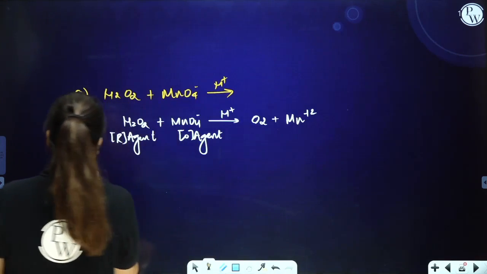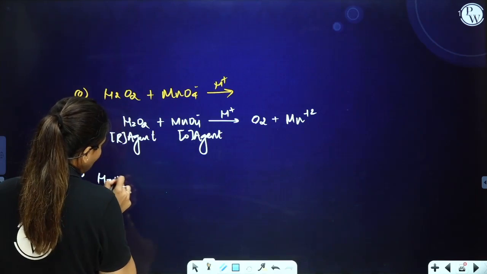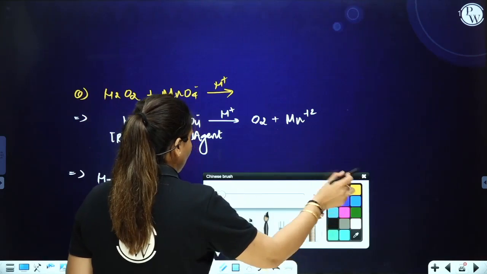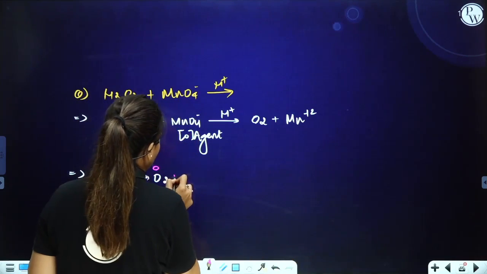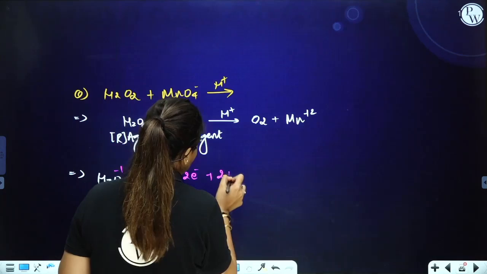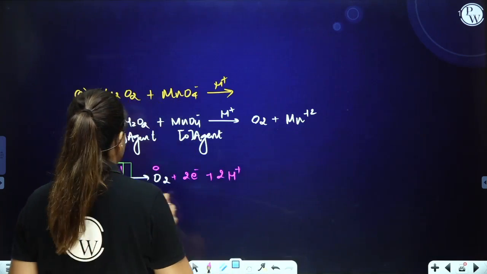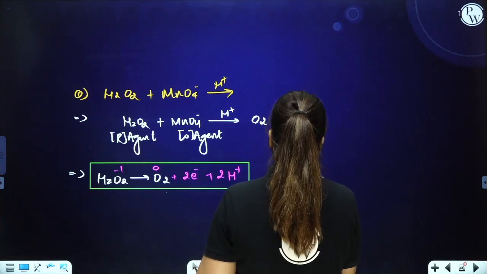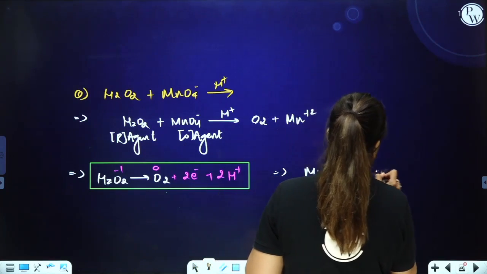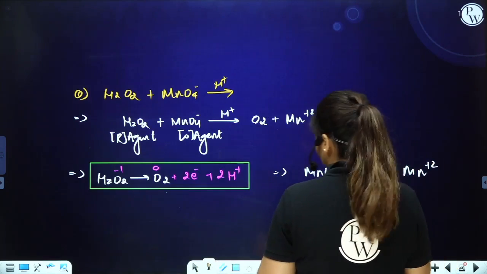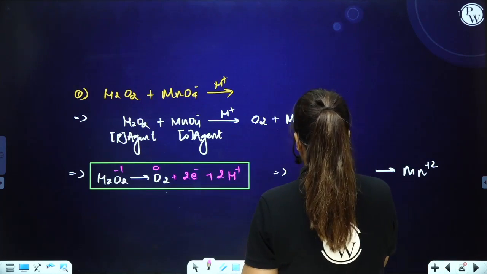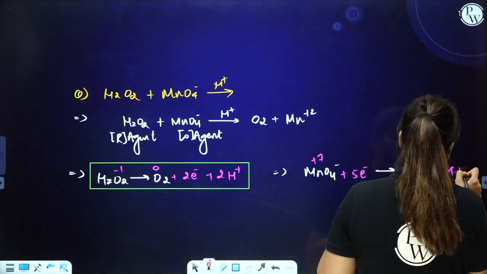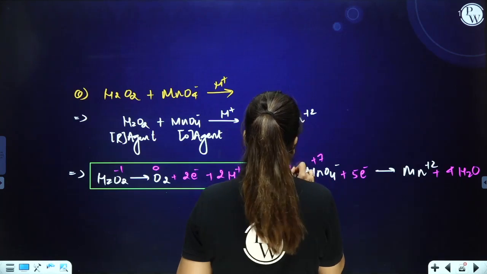Now start balancing. In the acidic medium, if you have H2O2 converted into O2, what will be the balancing? You already know. This is -1, this is 0. Add 2 electrons over here and add 2 H positive over here. The reaction is balanced. Now what about your reaction in the case of MnO4 negative? That will be MnO4 negative reacting to give Mn plus 2. The oxidation state over here is +7, and it is +2. Add 5 electrons over here, add 4 H2O over here and add 8 H positive over here.